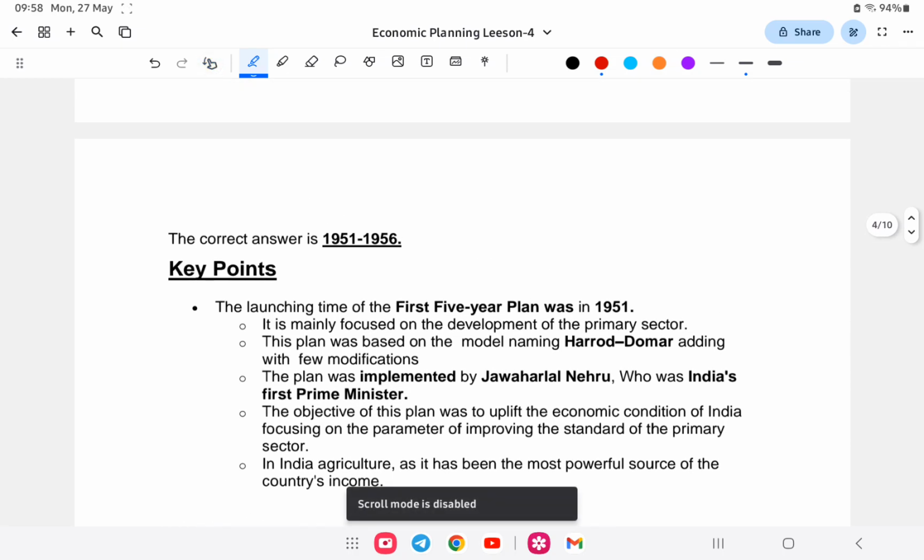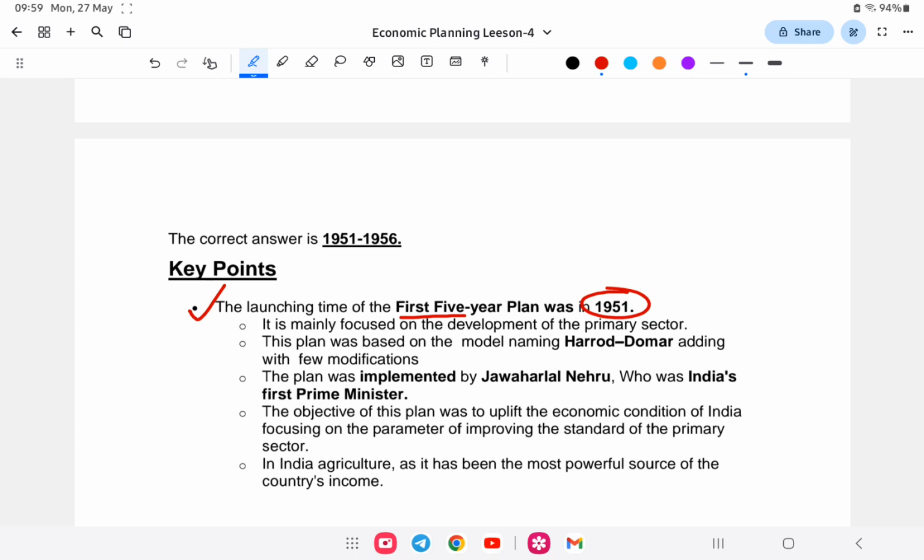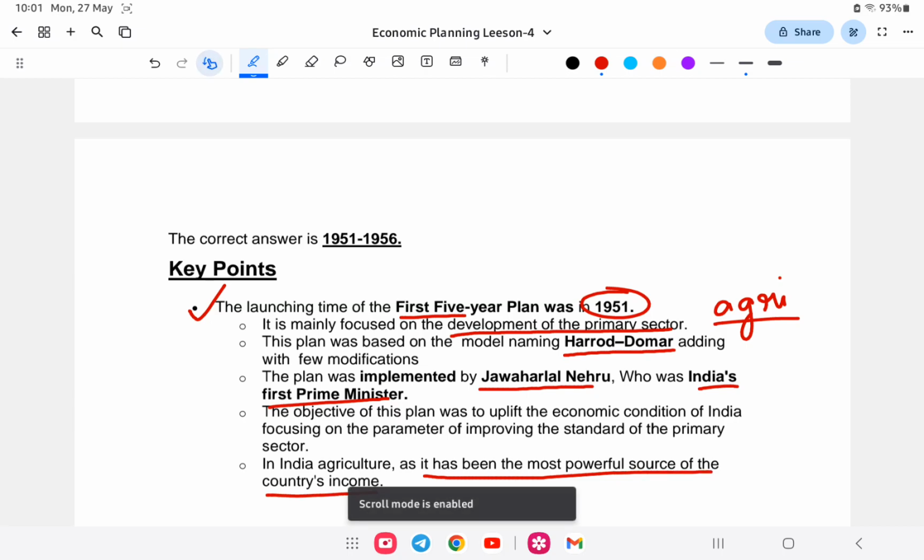So the first 5-year plan, let us study about this. The first 5-year plan started in 1951. It was based on the Harrod-Domar model, and it mainly focused on the development of the primary sector, that is agriculture, and was implemented by Jawaharlal Nehru, who was India's first prime minister. The objective of this plan was to develop agriculture, in India, the agriculture has been the most powerful source of the country's income.